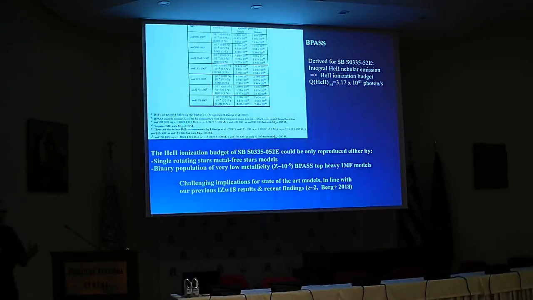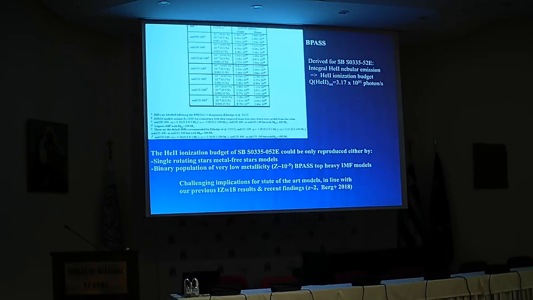So we have used many other models. There are many in the paper I cannot explain here, but there are models for zero metallicity stars, as in the case of 1C18 fast rotators, and also the Bipasa models that introduce binarity, which Elizabeth explained to us yesterday. Then we compared the input with the output of the models. Because we have the total budget of helium 2 ionizing photons, we integrated the models below the 54 electron volts, and we came to the conclusion that when you go to very low metallicity, below 10 to the minus 5, you can accommodate a solution to explain that with a minority population of very low metallicity of this order, bypassing top heavy IMF models.